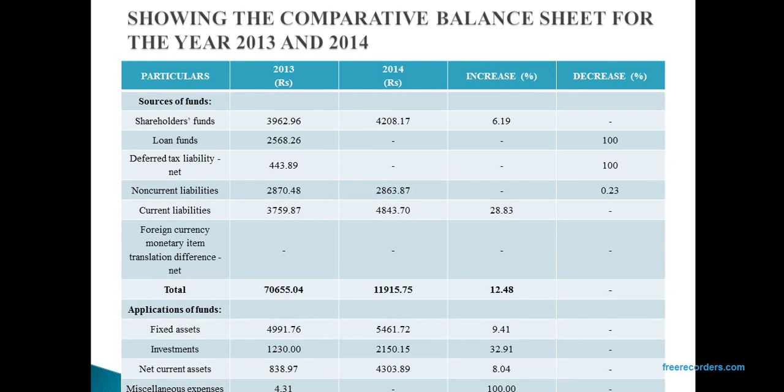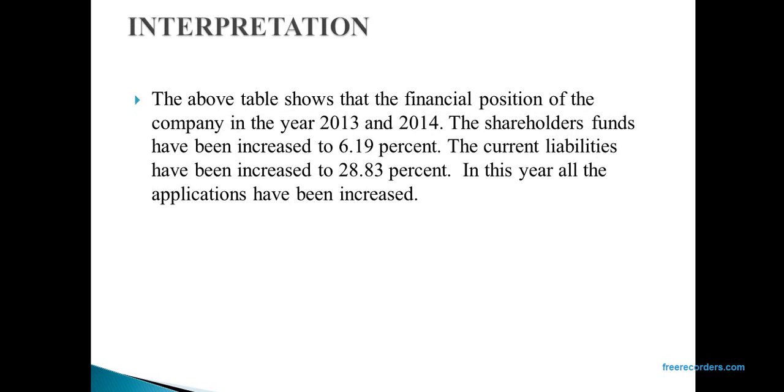Showing the comparative balance sheet for 2013 and 2014. Interpretation. The above table shows the financial position of the company in the years 2013 and 2014. The shareholders' funds have increased by 6.19%. The current liabilities have increased by 28.83%. In this year, all these items have increased.